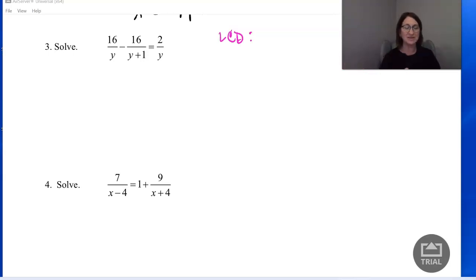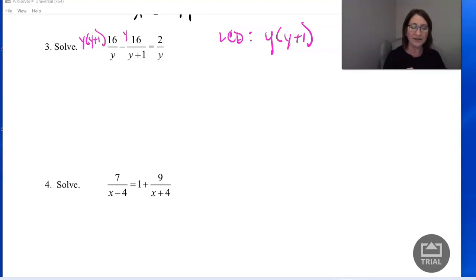And so in this case, I have a y as my denominator. That's going to be one of my factors. And then I have a y plus 1. That's my second factor. Okay? And so I'm going to multiply all 3 of those terms by that. So it's going to be y times y plus 1, y times y plus 1, y times y plus 1.